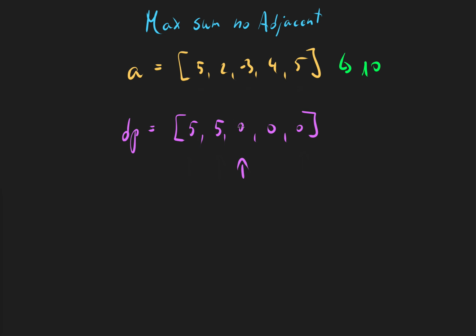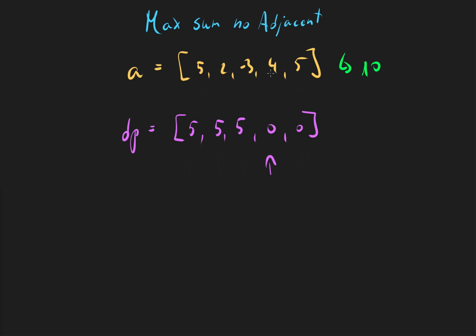And then at this point, we can update this current index with either previous, which is 5, or minus 3 plus this guy here, right? So this is 2. Which one is bigger, 2 or 5? Of course, it's 5. So we can update the 0 to a 5. Move on.